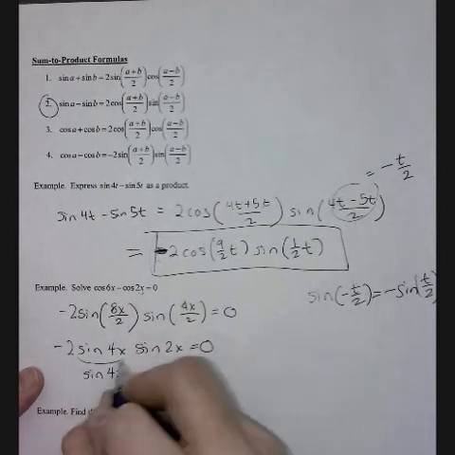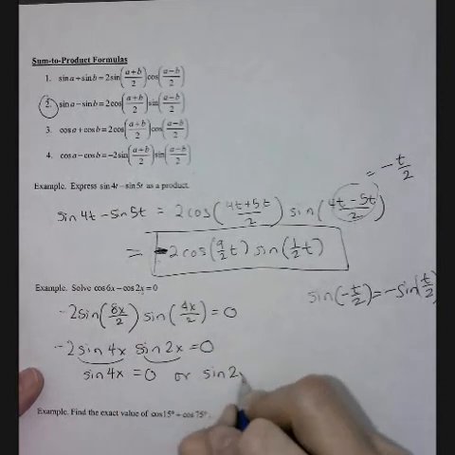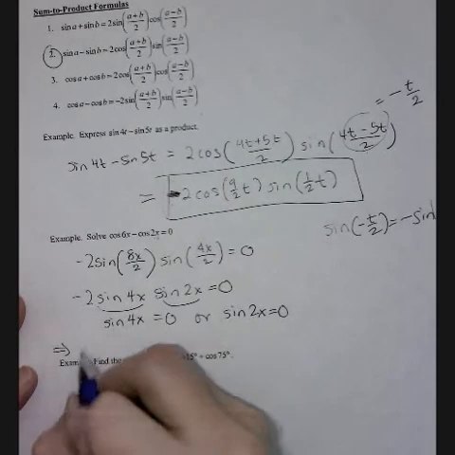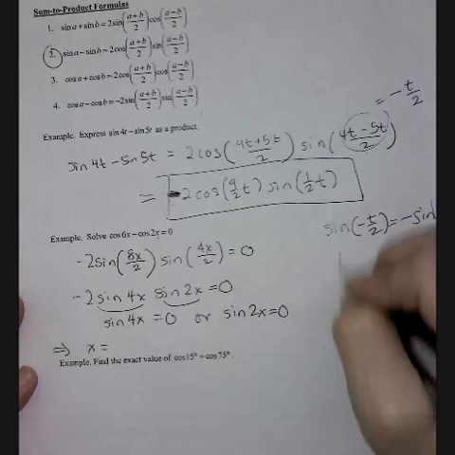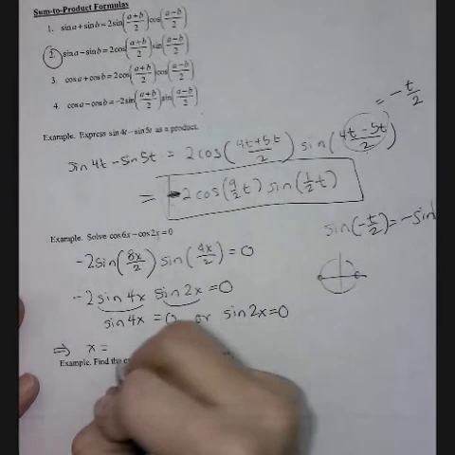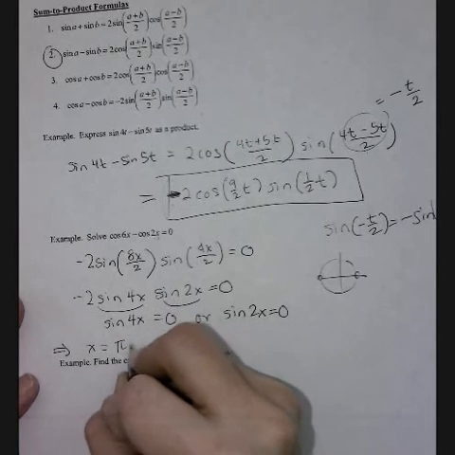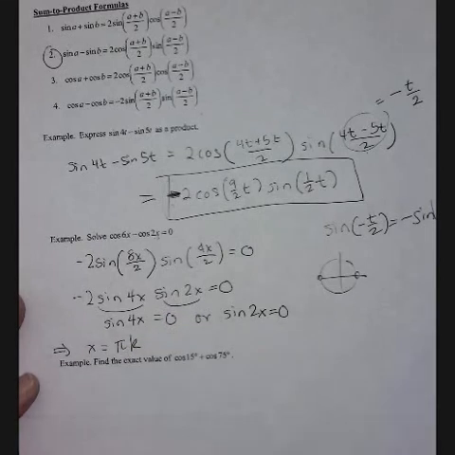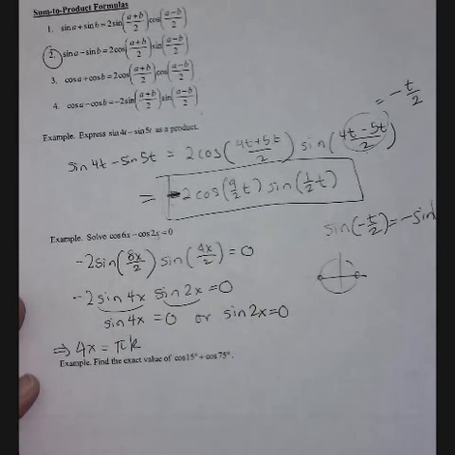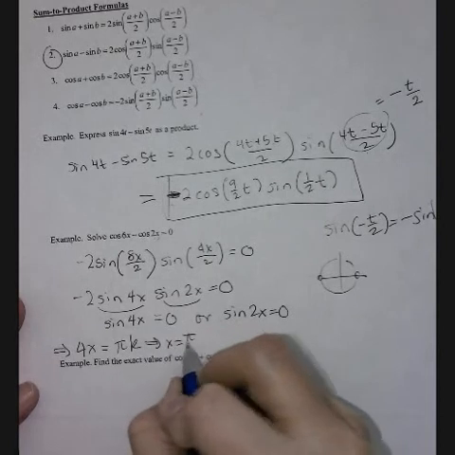So sine of 4x equals 0, or sine 2x equals 0. So the first one, on the unit circle, sine is 0 at 0 and pi. Those are pi apart, so we'd say 0 plus pi k, or just pi k, or you can use n, like in the homework. But that's actually 4x, excuse me. And then divide both sides by 4, so x is pi over 4 k. That's our first set of solutions.